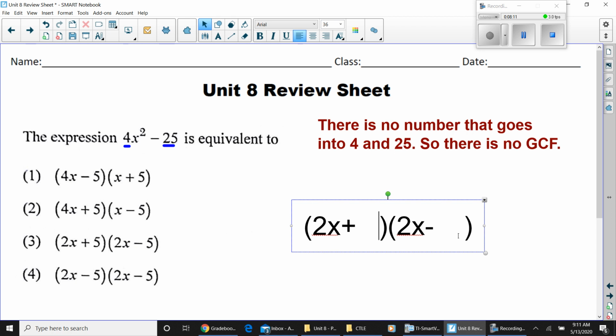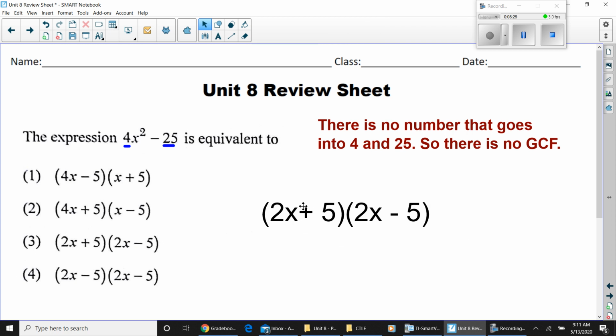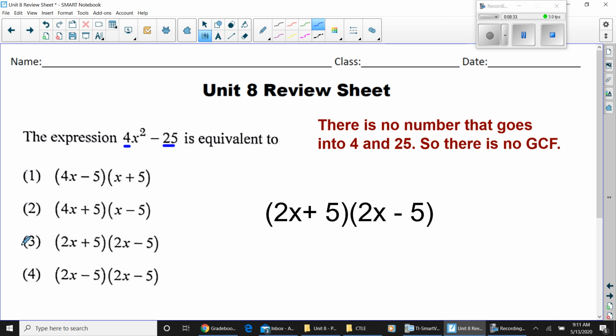negative 25 is what times what? It's positive times a negative. So what times what equals 25? It's 5 and 5. And that is your answer right there. Difference of squares. There was no greatest common factor, so that means 3 is your answer. Hopefully you did recognize that rather quickly. And that's it. C is your answer.